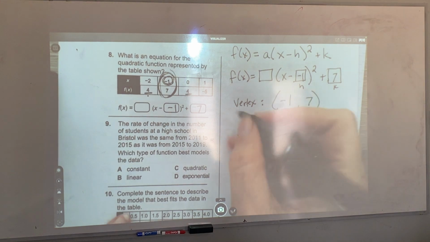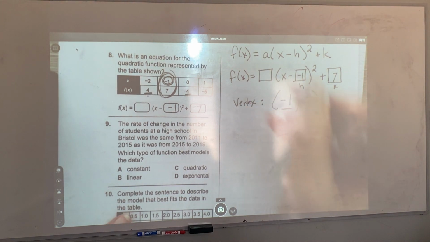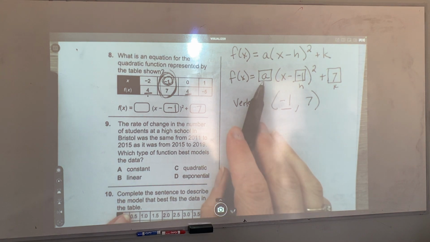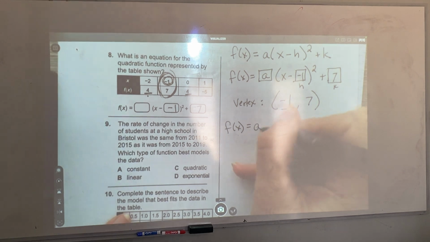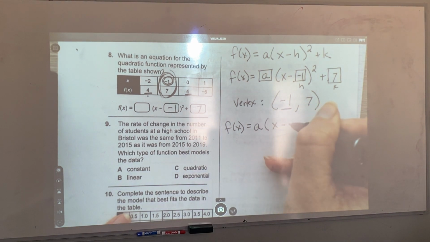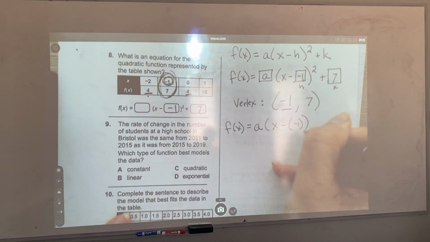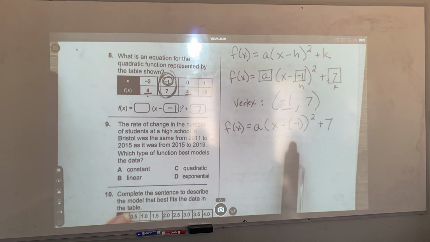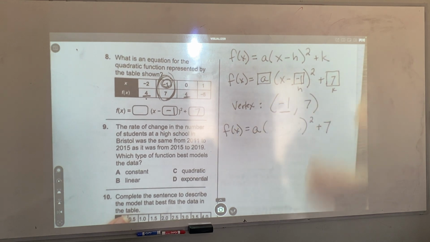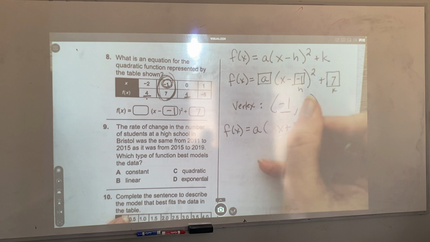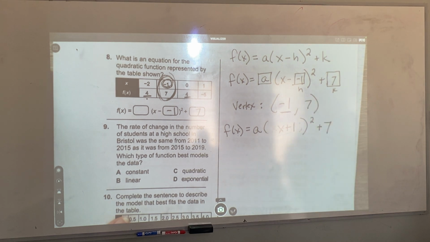A, very good. So if I need to find A, let me rewrite that. I've got f of x equals A times x minus -1 squared plus 7. Do you agree that it would be easier if I just go ahead and simplify that if I want to solve for A? I'll just simplify it right here, instead of dealing with all those parentheses. That makes it a little bit easier, right?